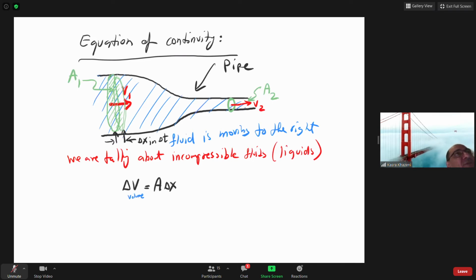Because the amount of volume on the left-hand side of this pipe that goes through per unit time is the same amount of volume that goes through the right-hand side, the volumes do not change because this fluid is not compressible. So the same amount that goes in has to be the same amount that goes out the other end. That means A1 delta x on the input on the left has to be equal to A2 delta x on the right.